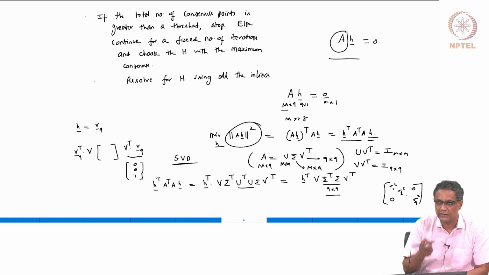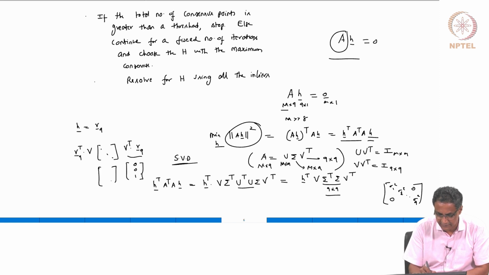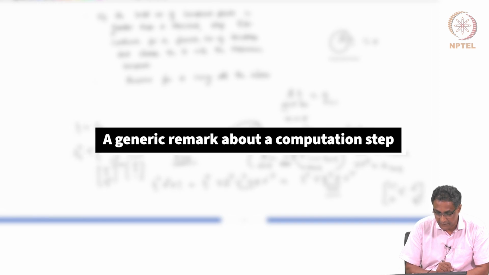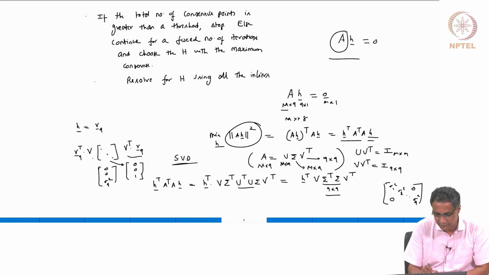So, I am not going to try to explain this in great detail, because this just follows. Therefore, if you multiply a diagonal matrix with this, what will you get? You will get another vector which will be 0, 0, and sigma 9 square at the end, if you multiply this with this vector.